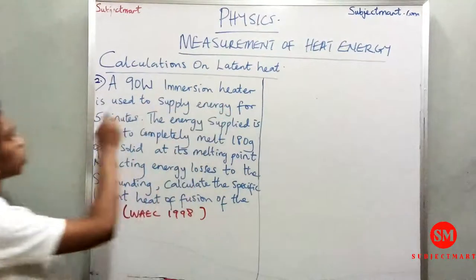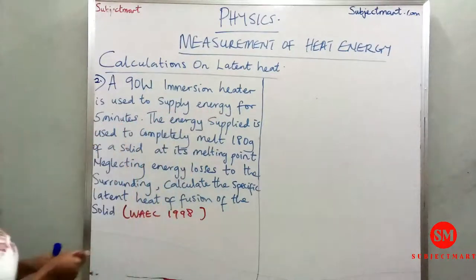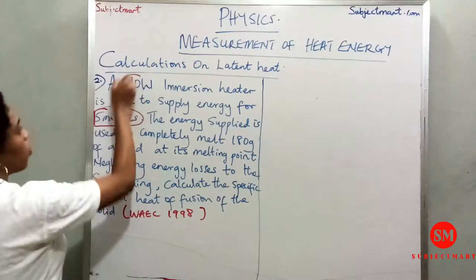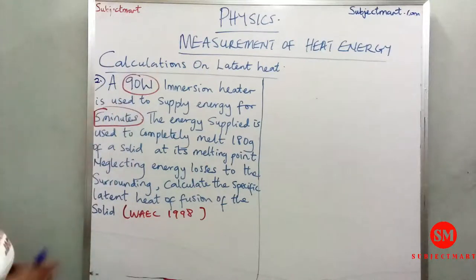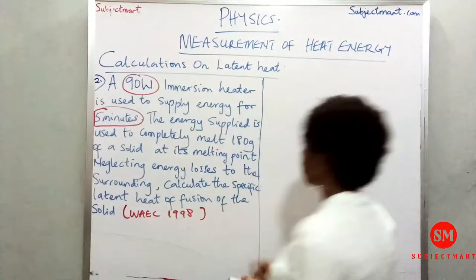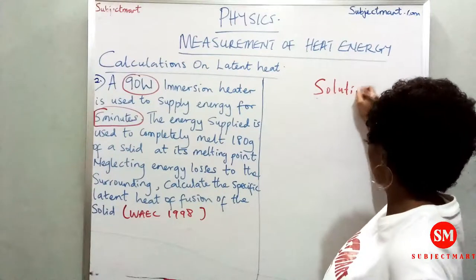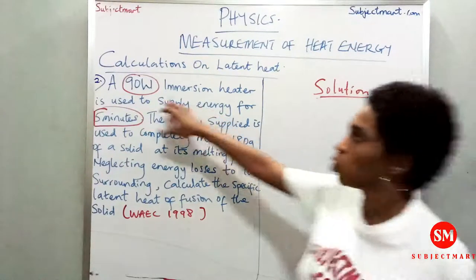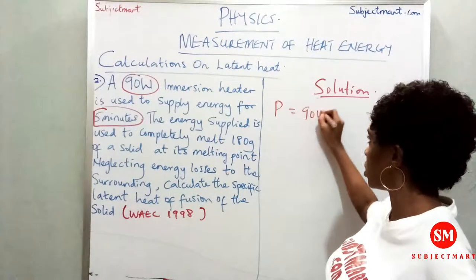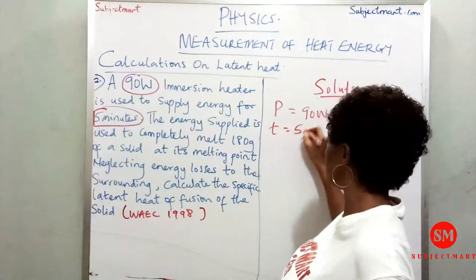So our second example here says, a 90 watt immersion heater is used to supply energy for 5 minutes. So take note of that. The time is 5 minutes, and 90 watts is the power. I'll go ahead and write out our parameters like I always do. We are given 90 watts as power, and we are given the time to be 5 minutes.